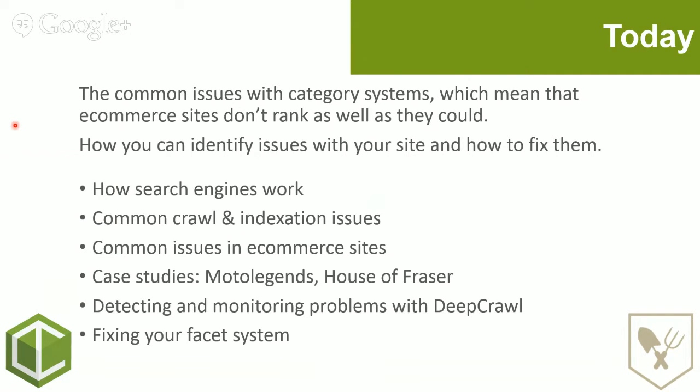So we'll look at the common issues with category systems, which mean that e-commerce sites don't rank as well as they could. We'll be looking specifically at how you can identify these issues with your site and how to fix them, starting with how search engines work, common crawl and indexation issues, common issues in e-commerce sites, and then some case studies from Motor Legends and House of Fraser, and then detecting and monitoring problems with DeepCrawl, and then how to fix your facet system.